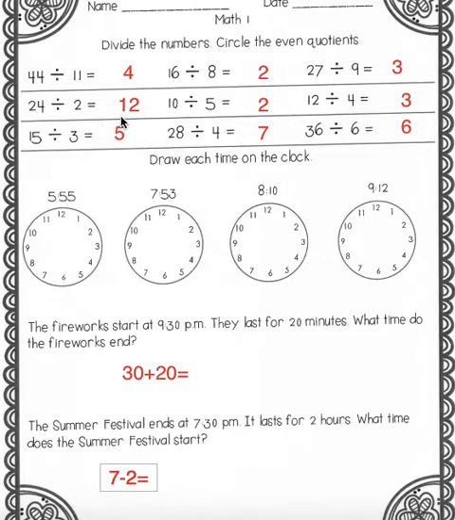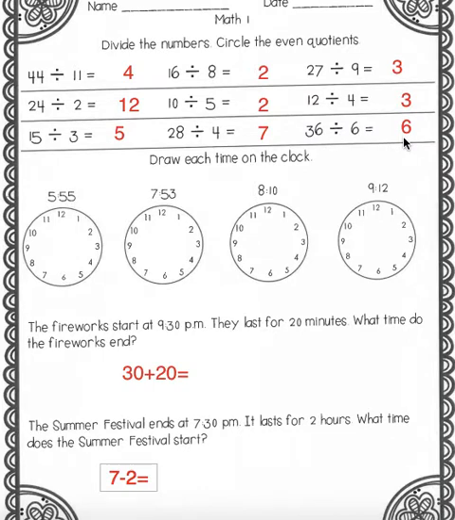24 divided by 2 equals 12. 10 divided by 5 equals 2. 12 divided by 4 equals 3. 15 divided by 3 equals 5. 28 divided by 4 equals 7. And 36 divided by 6 equals 6.